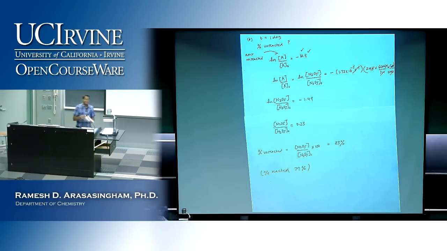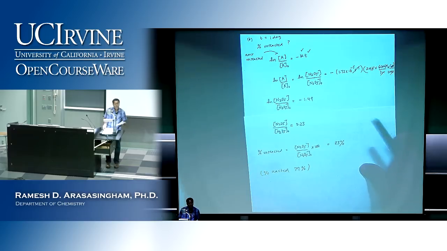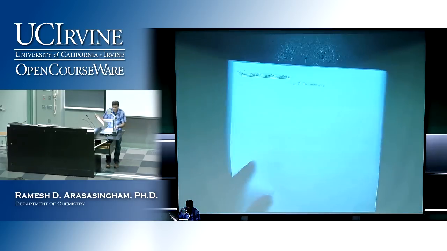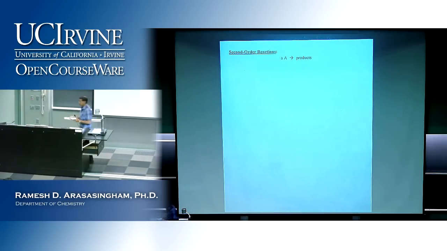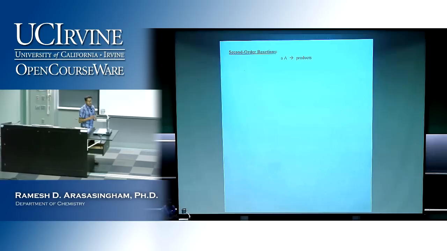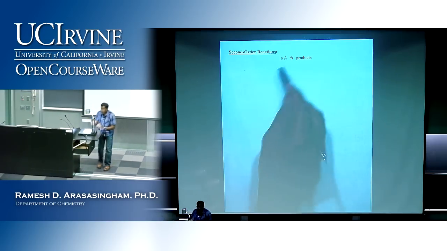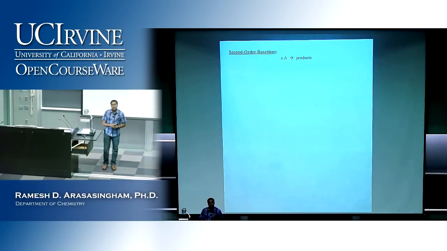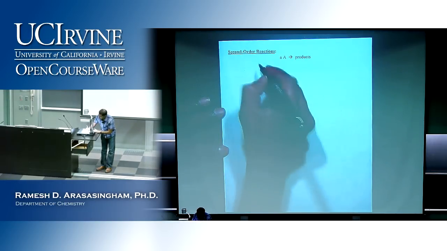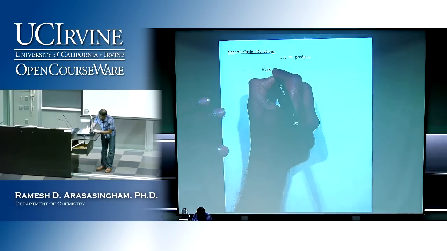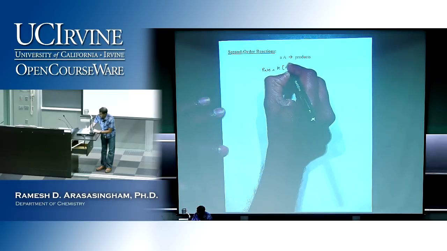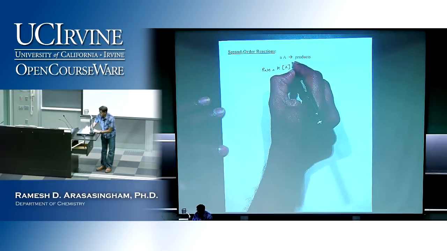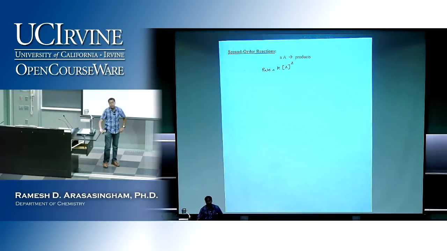Okay? Now we need to do the same thing that we've done for the first order, and look at what happens with a second order reaction. So we're going to derive an expression for the second order reaction. And so if you have a case where you have just one reactant, and if it is second order, we know that the general form of the rate law would be rate equals rate constant times the concentration of A. Now it is second order, so it is raised to the power 2.